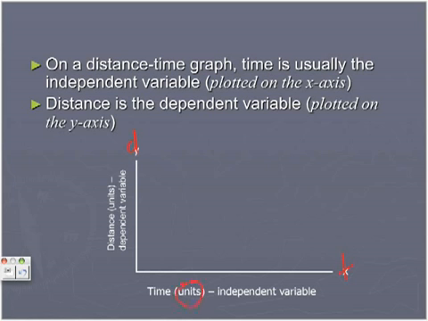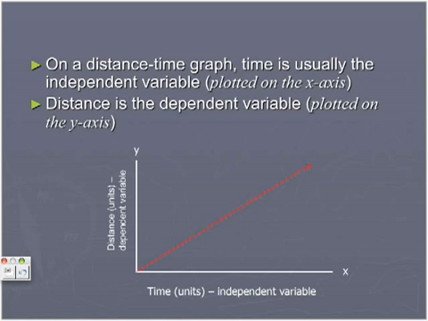Don't write the word units. You write the actual units that you're using. Are you using seconds? Minutes? Hours? For distance, same thing. Make sure you list your units. You do not need to write down on the graph that this is the dependent variable. You're just supposed to know it. Same thing here.